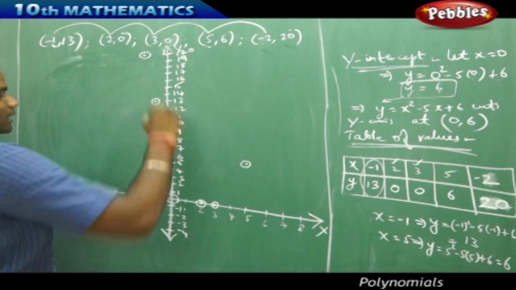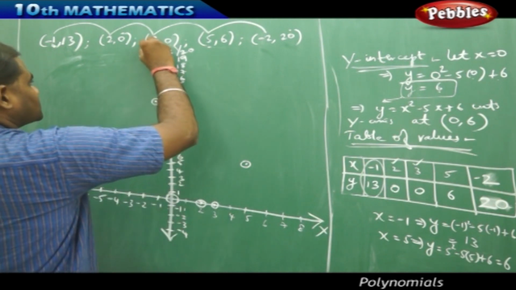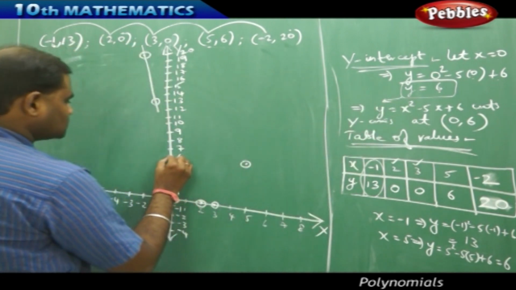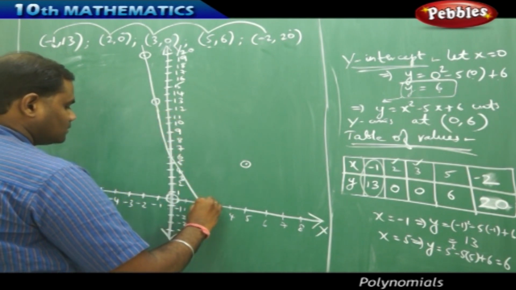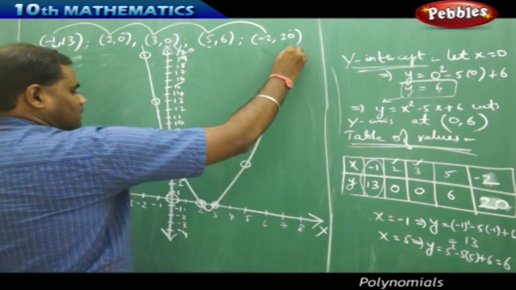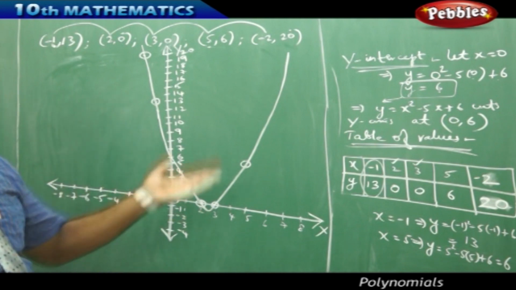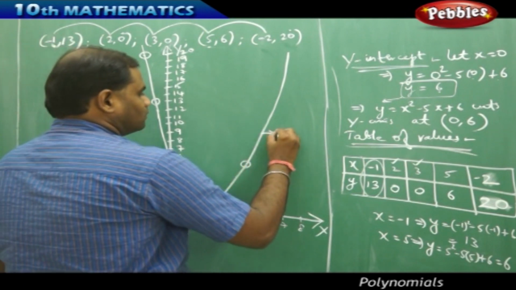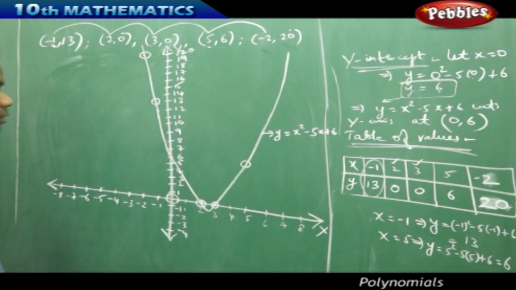So the values which I've taken have given me different points, where, interestingly, when I join the points, and also since I have the y-intercept as 6, this graph must pass through 6 and then go like this, like this. This is somewhat the shape of a U-shaped graph, which is what I obtain for a quadratic polynomial. y equals x squared minus 5x plus 6 would be somewhat in the shape like this.